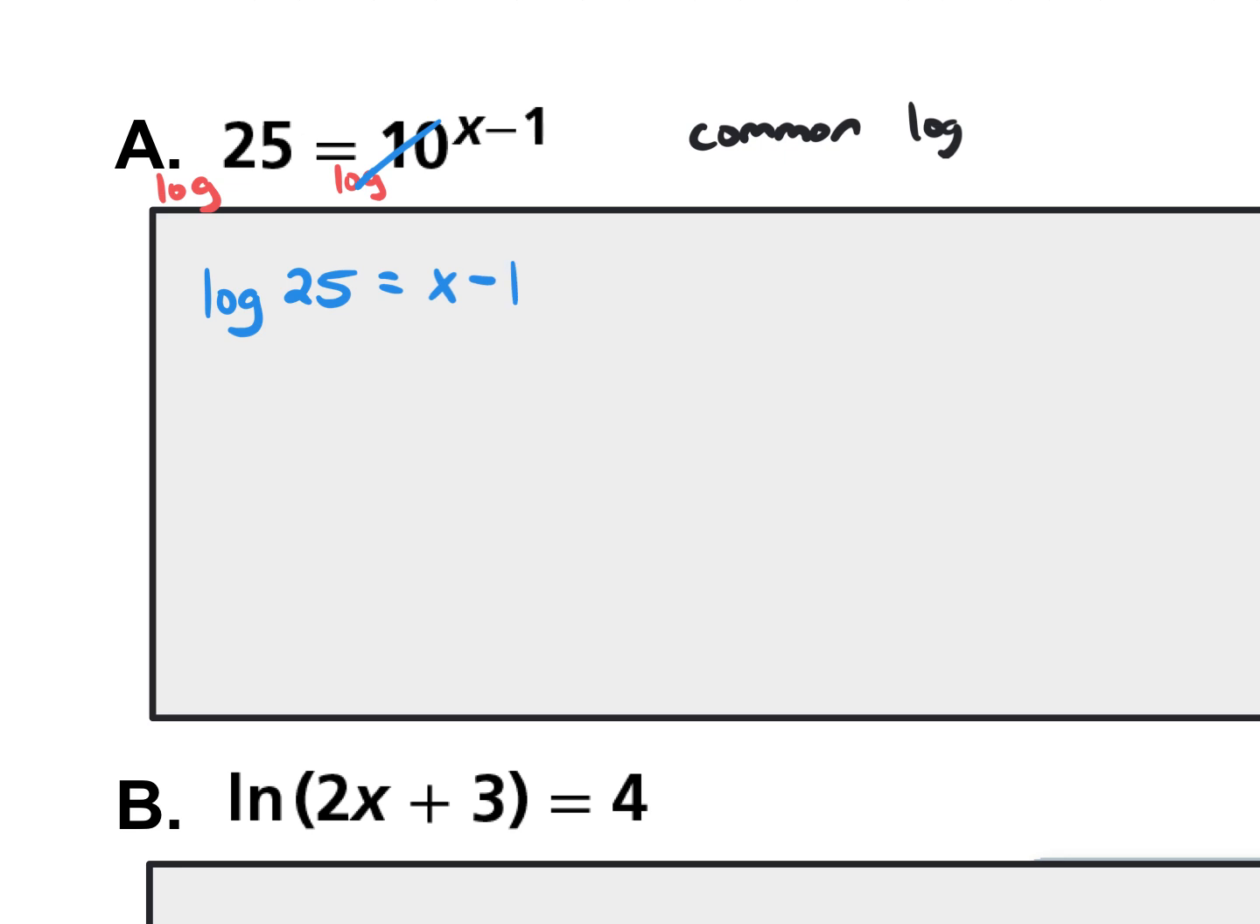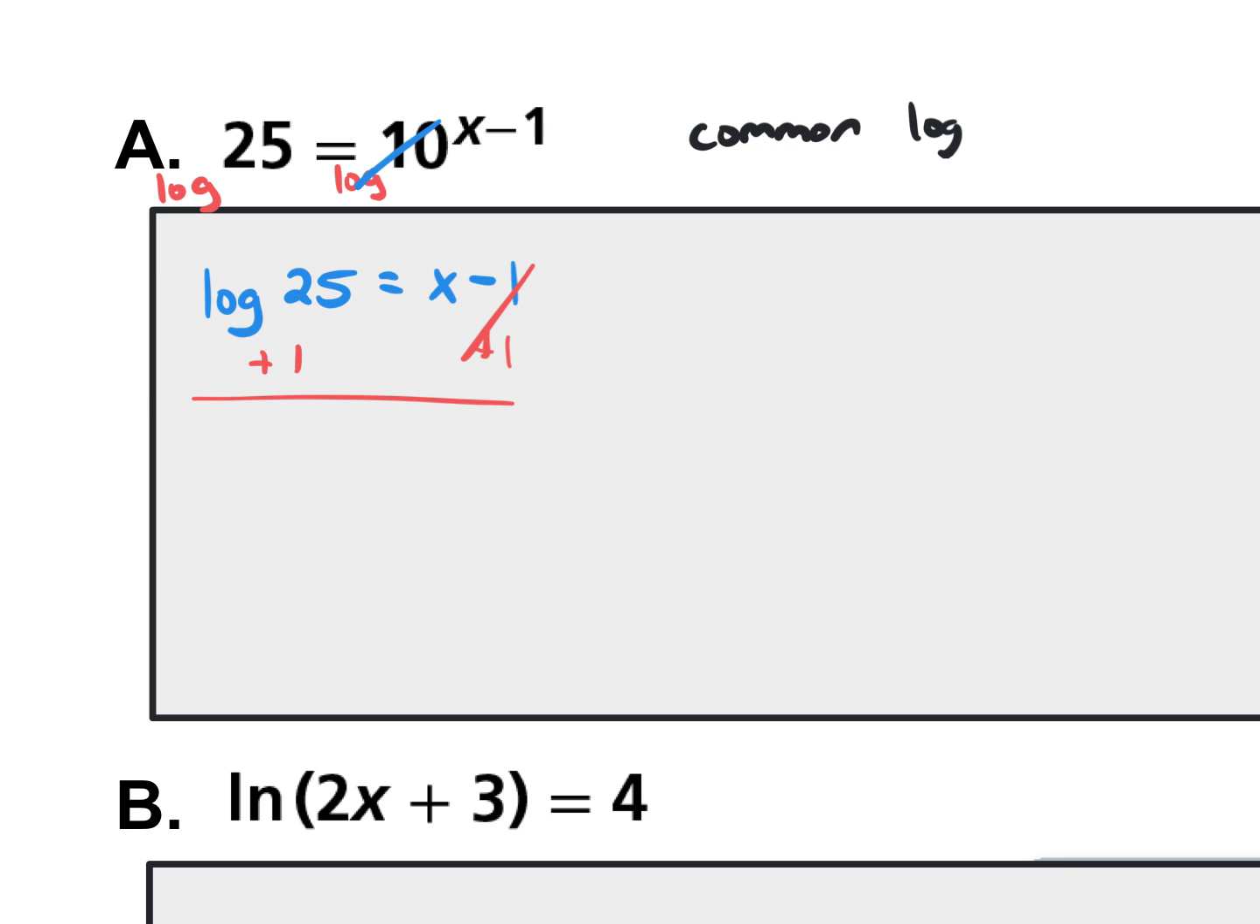Now, from here, our whole goal still when solving equations is to get x by itself. What would I normally do right now to get x by itself? You're exactly right. I would add 1. Well, how do I add 1 to log of 25? It does not turn to log of 26. Oh, that would have been awesome. So this is where our calculator comes in.